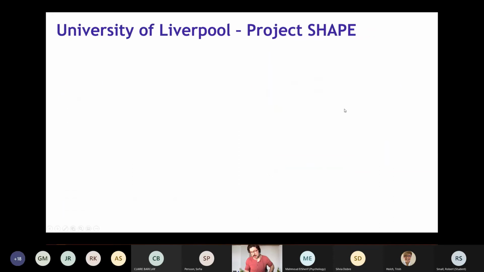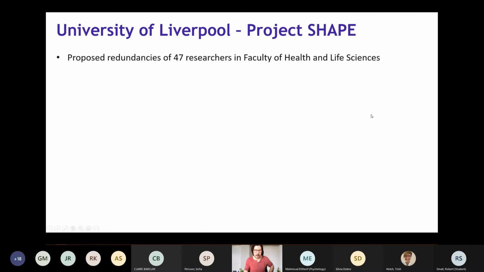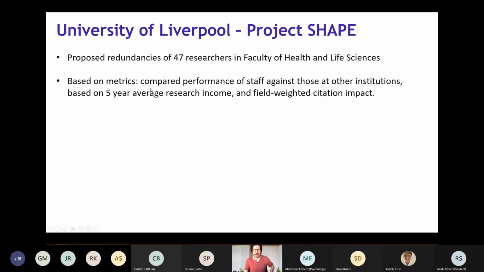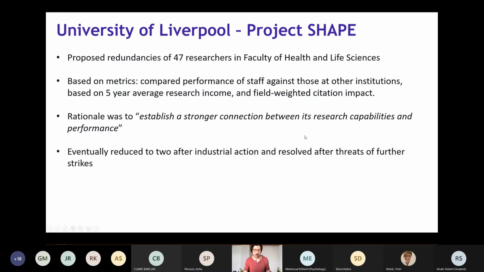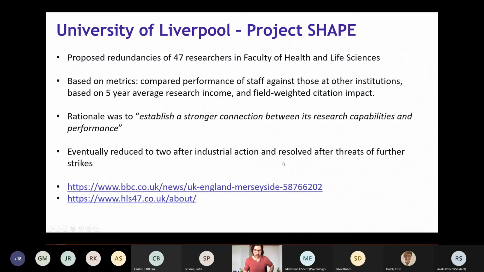And one case study of this that happened very recently, last year, was at the University of Liverpool, where they had a restructuring project called Project Shape. And this was basically proposing to fire 47 researchers in the Faculty of Health and Life Sciences, based in large part on the metrics that they had. So they compared the performance of their staff against those at other institutions, in particular the amount of money they'd brought in and the citation impact that they had. And this was, in their words, to establish a stronger connection between our research capabilities and performance. And thankfully, this was eventually reduced to 2 redundancies after weeks of strikes, and finally resolved after threats of further strikes. But it's a good example that shows how these metrics are being used to manage researchers. And there's a couple of links there about this case study.